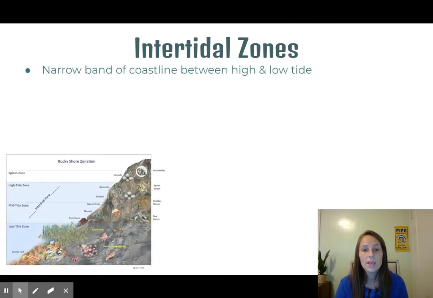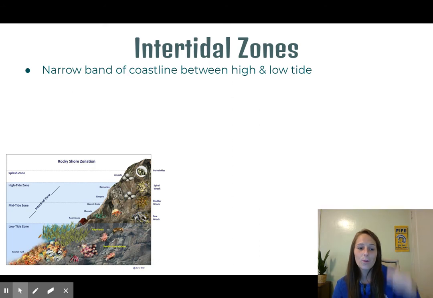Now, we also have the intertidal zone, which here in the Pacific Northwest, we've got a lot of. So if you ever go down to the Puget Sound, or you're out on the coast, you're going to see intertidal zones on the coast of Washington, Oregon, this area. And this is going to be a narrow band of coastline between high and low tide.